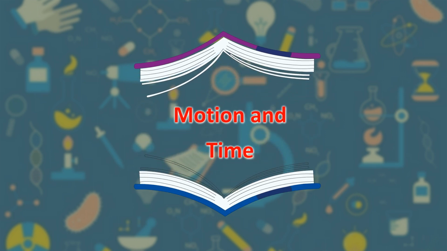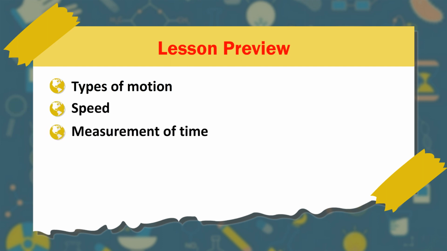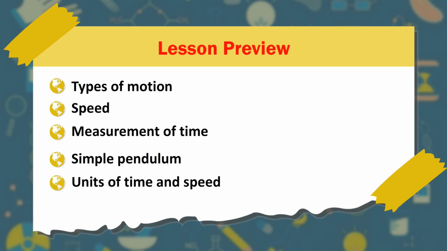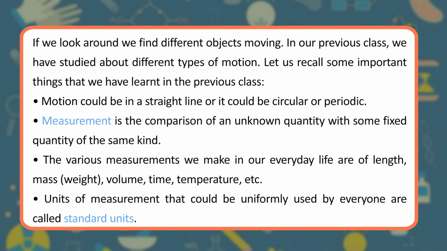Motion and time. Lesson preview. Types of motion. Speed. Measurement of time. Simple pendulum. Units of time and speed. Measuring speed. Distance time graph. If we look around, we find different objects moving.